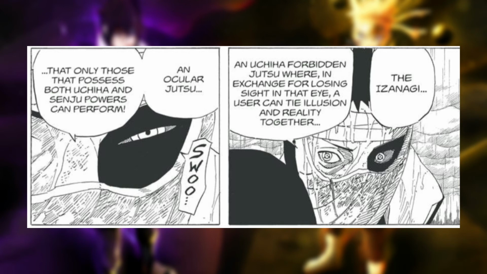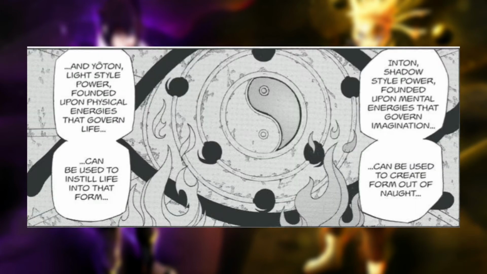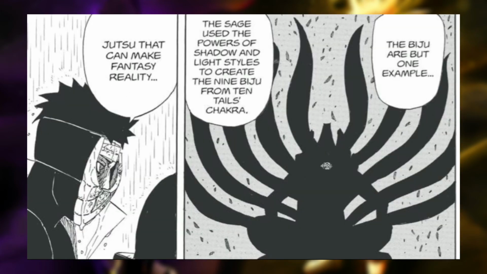Later in the series, we talk about the Izanagi once again during the fight between Obito and Konan. Obito explains how the Izanagi practically is like a short version of the creation of all things, which obviously comes from the Sage of Six Paths, aka Hagoromo. He goes on to explain that with light and shadow style, you're able to practically create anything out of your pure imagination, and then proceeds to use one example, aka creating the 9-tailed beast or the 9 Biju.